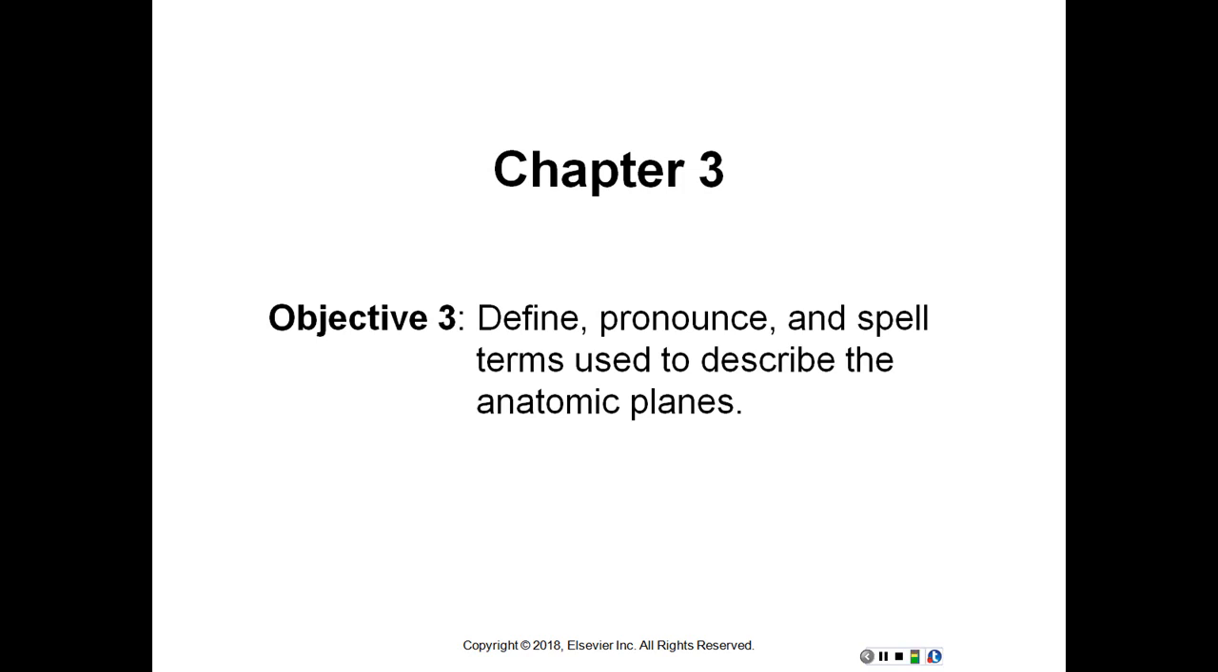Parasagittal, a vertical plane passing through the body from front to back, dividing the body into unequal left and right sides. Sagittal, a vertical plane passing through the body from front to back, dividing the body into right and left sides, any plane parallel to the mid-sagittal plane. And then transverse. This is the only horizontal plane, dividing the body into superior and inferior portions.